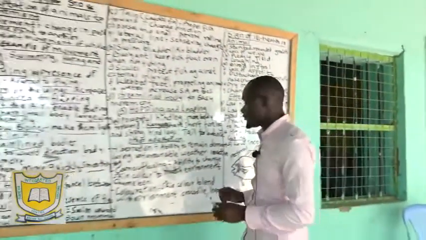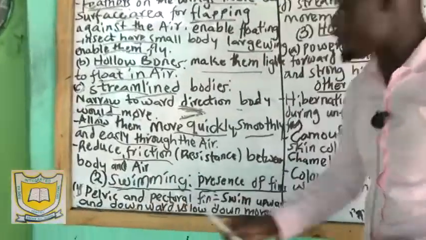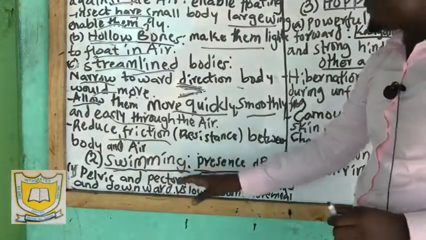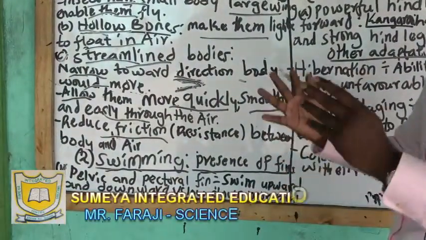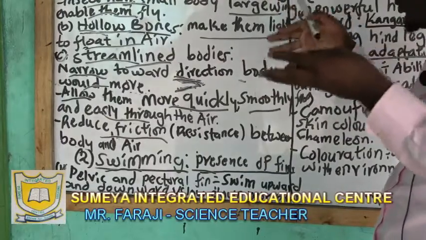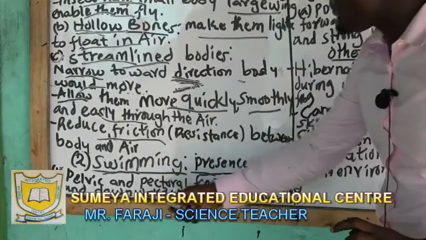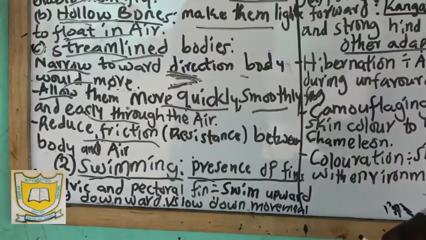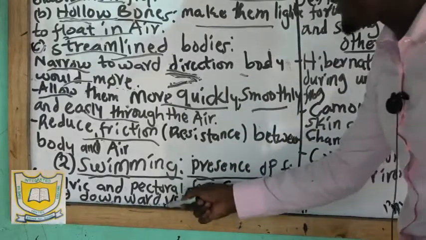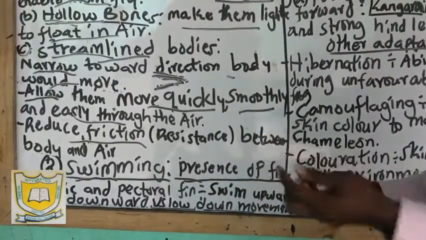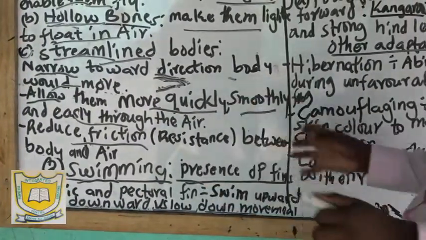So directly we talk of the adaptation of the fins and their function. We start with the pelvic and the pectoral fins. These help the fish to move, either to swim upward or to move downward in water. So if the fish wants to move upward, it uses the pectoral and the pelvic fins. Also, it acts as a brake for this fish. So we say it slows down the movement.